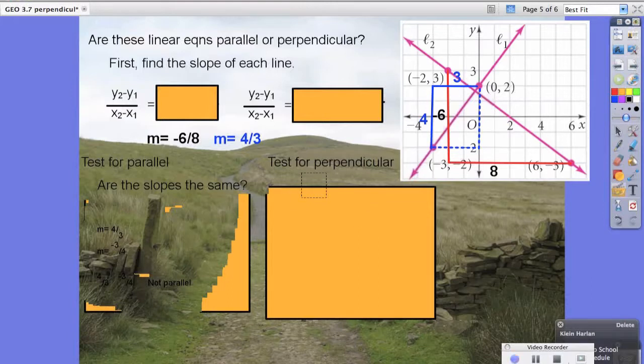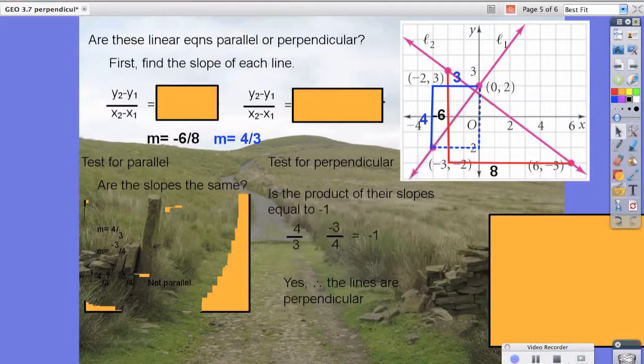For testing if they're perpendicular, what we're going to want to do is multiply their slopes and see if that's equal to -1. So I'm actually just going to move this so it's easier. So, is the product of their slopes equal to -1? Well, we have our 4/3, which is right here, and we have this one, which is -6/8, which, if we simplify, turns out to be -3/4. So when we take the product of these two things, it is equal to -1. So yes, and these three little dots mean therefore. So yes, therefore the lines are perpendicular.